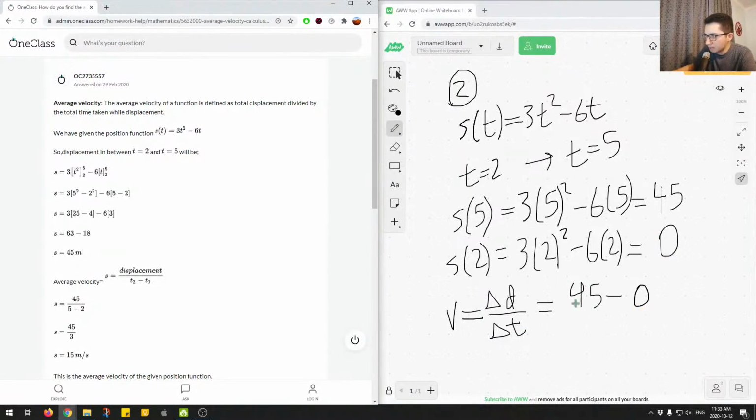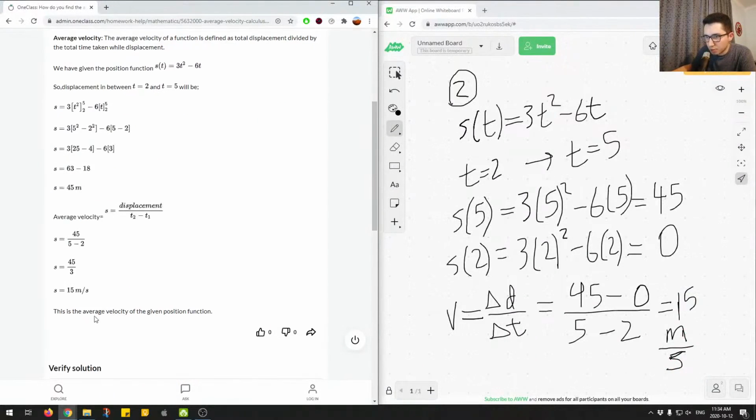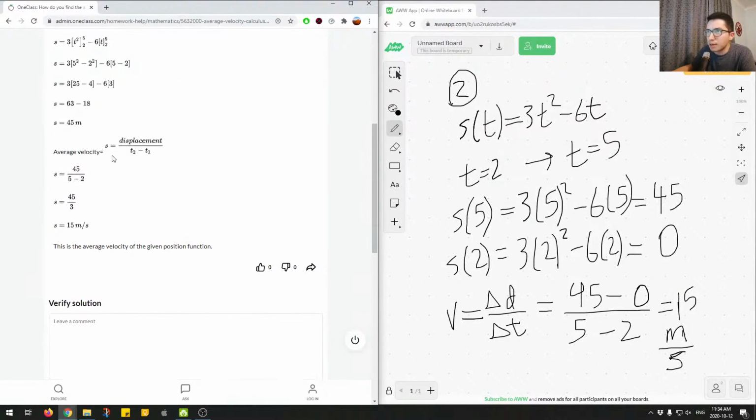So we have final position minus initial position, and then we divide that by final time, which is 5 seconds, minus 2 seconds, which is initial time. So we have 45 divided by 3, so 5 minus 2 is just 3, and then 45 minus 0 is just 45, 45 divided by 3, that just gives us 15, and then meters per second. And that is our final answer over here, 15 meters per second. So this is the average velocity given position. So this solution is correct.